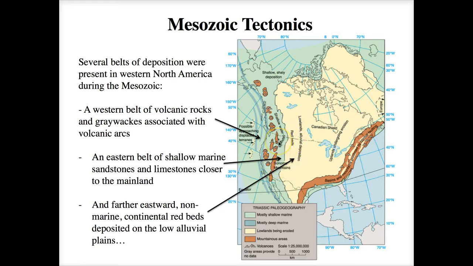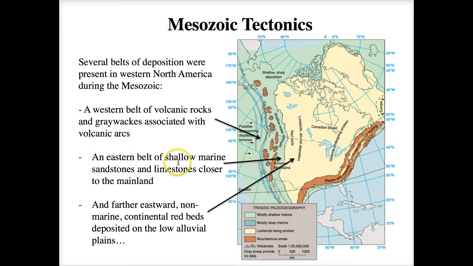So sedimentary-wise, if we think about the sediments that are going to be deposited during this time frame, what we find is a western belt of volcanic rocks and greywackes. They're associated with the volcanic arcs. Those rocks today are the Franciscan group rocks in western California along the coast ranges.